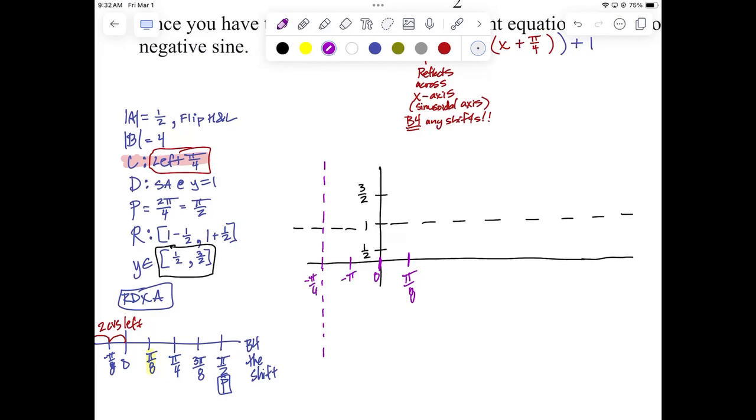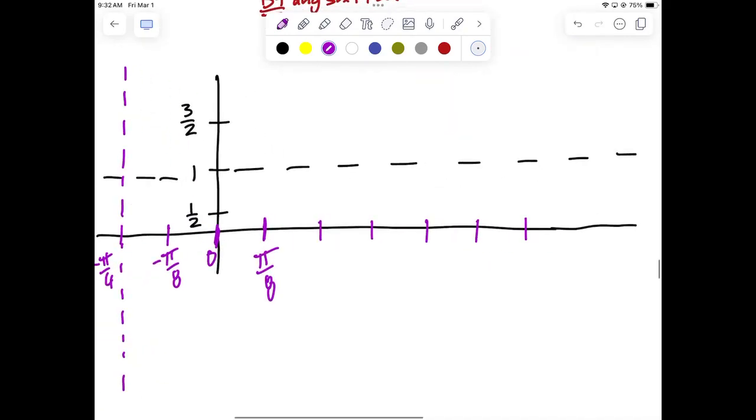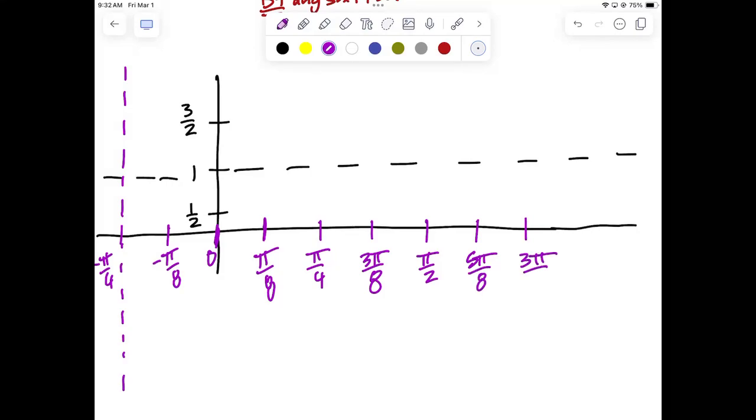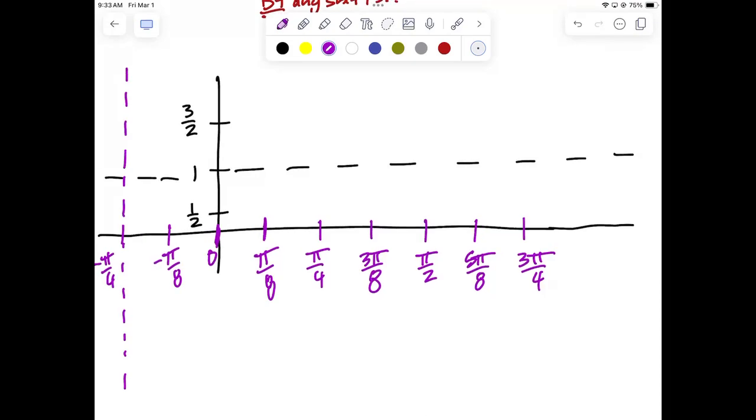This is negative pi eighths. And then I just label the rest of them. Let's draw them first. 1, 2, 3, 4. I'll do 5. And I just start counting by pi eighths. 1 pi eighths, 2 pi eighths, 3 pi eighths, 4 pi eighths, 5 pi eighths, 6 pi eighths, and so forth. Now, notice I didn't write down 4 pi eighths.